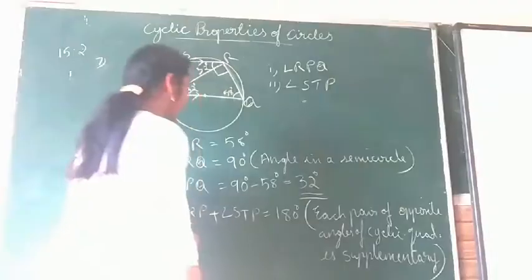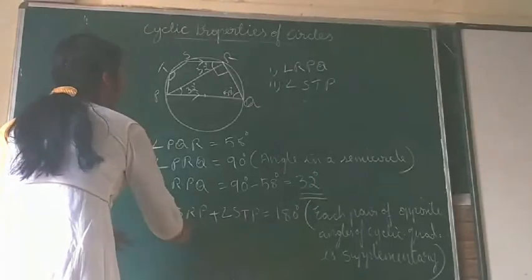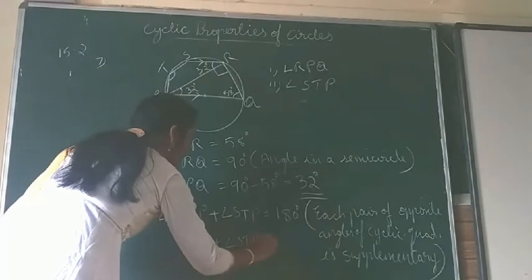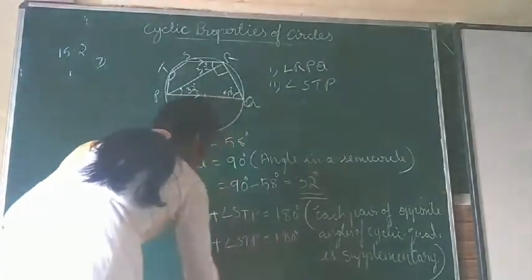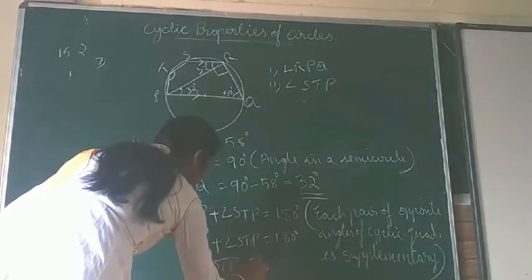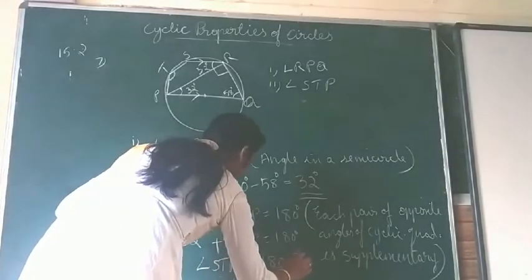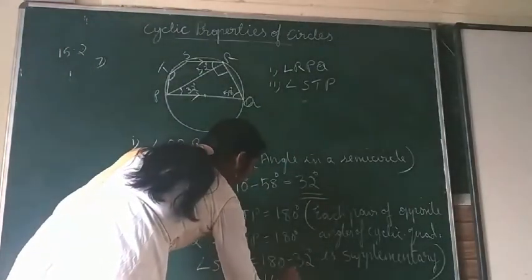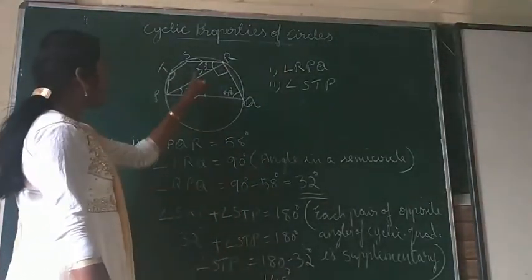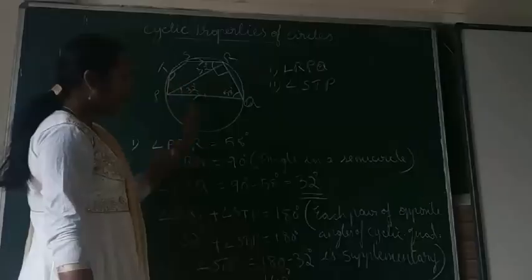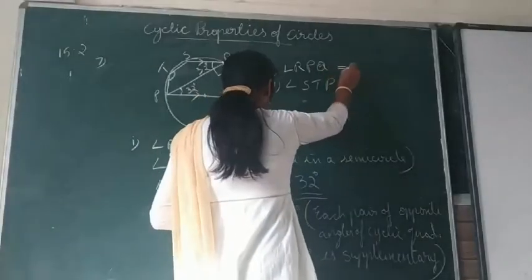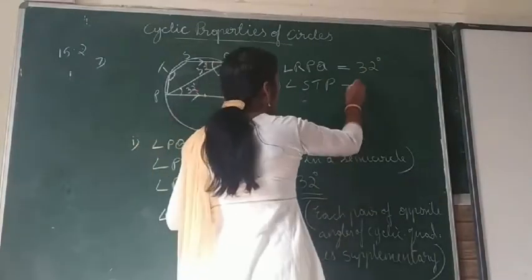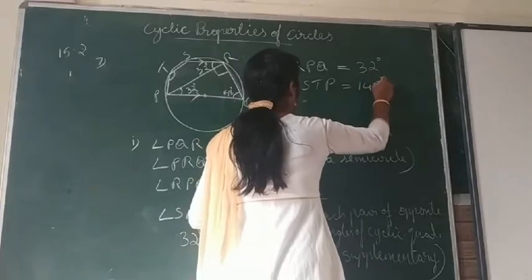So angle SRP is 32 degree, and angle STP is 148 degree. So angle RPQ we have got, that is 32 degree, and angle STP is 148 degree.